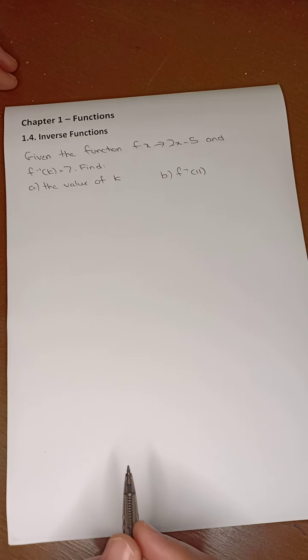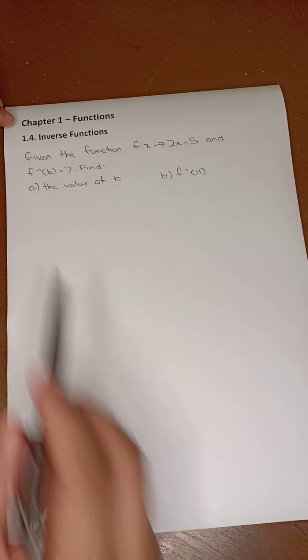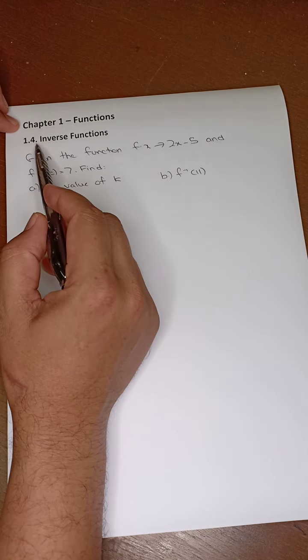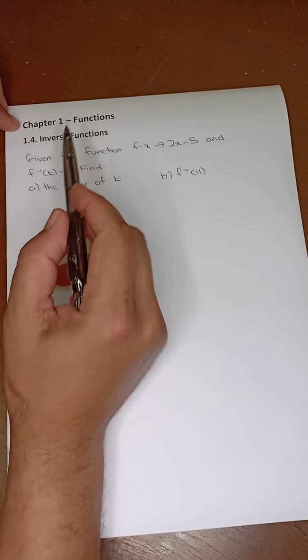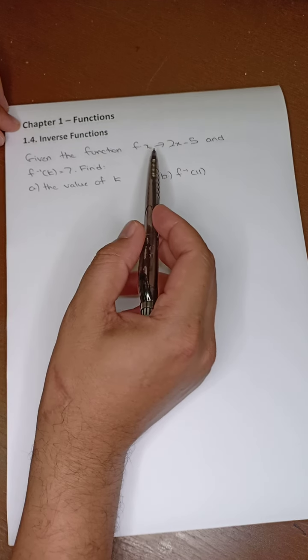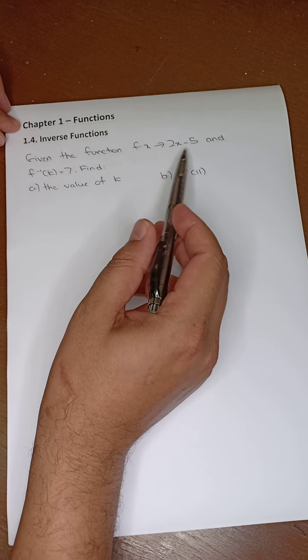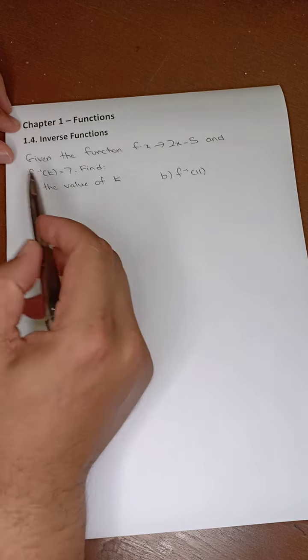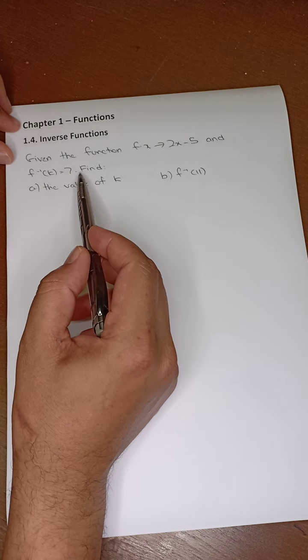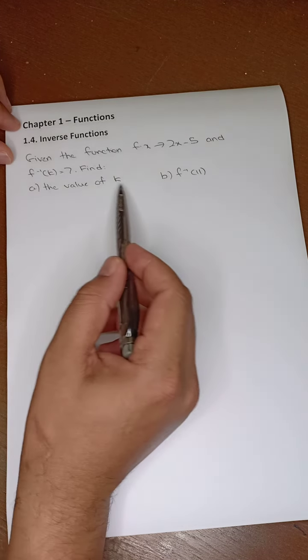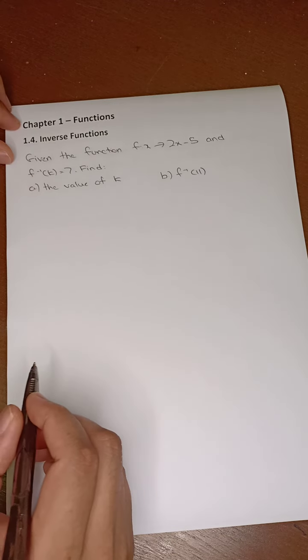Good day, students. Today I will show how to solve some selected questions from chapter 1, functions, 1.4 inverse functions. Given the function f(x) maps to 2x minus 5 and f inverse of k equals 7, find the value of k. You can solve the first question.